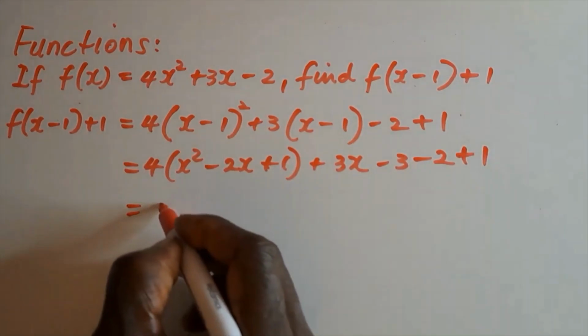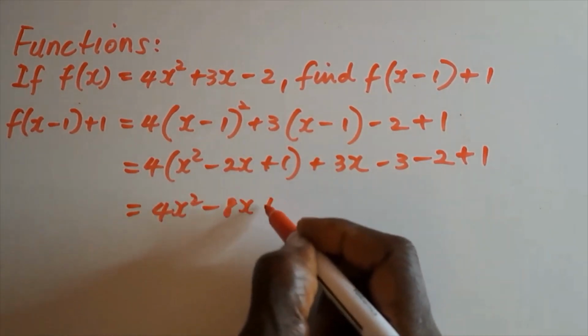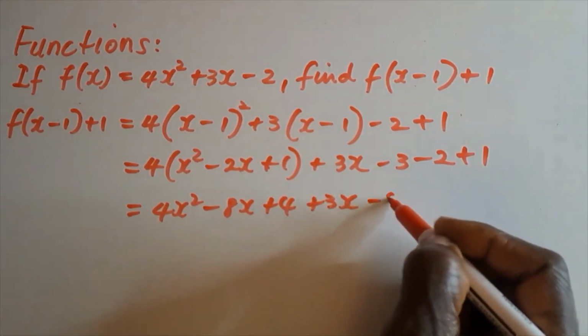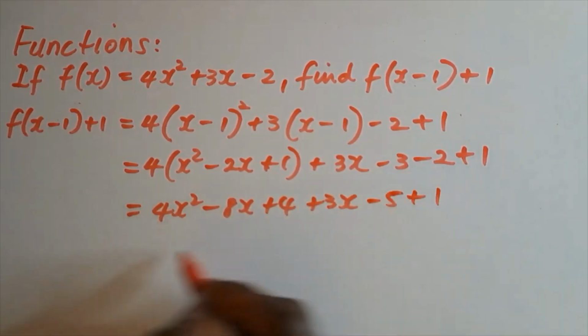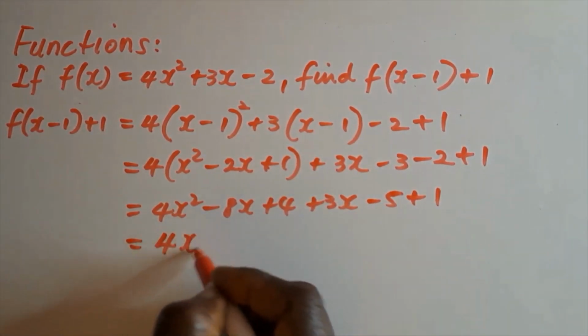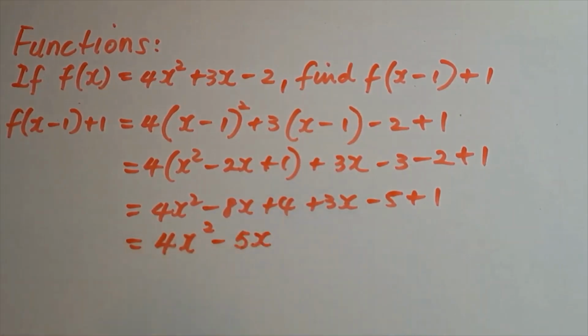This evaluates to 4x squared minus 8x add 4 add 3x minus 5 add 1, and simplifies to 4x squared minus 5x.